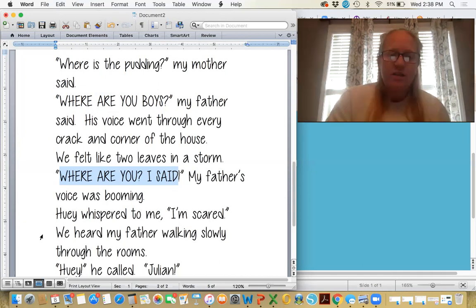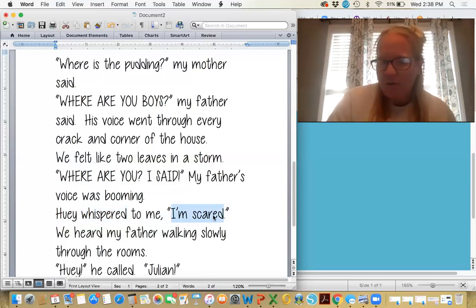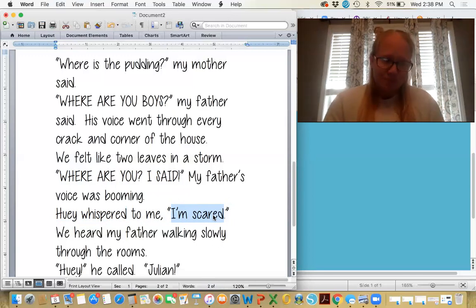Okay, now if you look at the words down here, it says, Huey whispered to me, I'm scared. So if you paid attention as I was reading it, I said it like this: Huey whispered to me, I'm scared. So I used the term whispered, right? Because that's what we read before. And we know that when we whisper something, or when we're saying I'm scared, we're probably not shouting it and we're probably not happy about it, right?